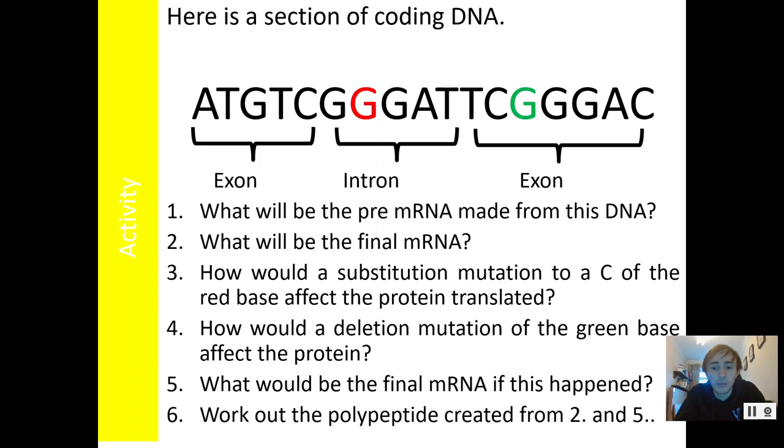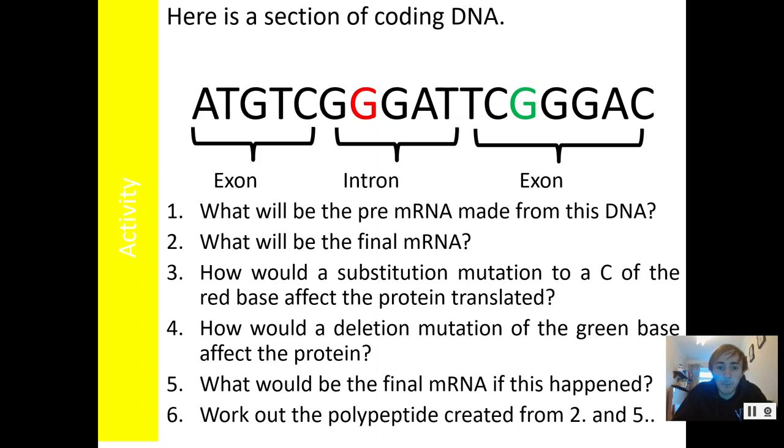Well, how would a deletion of the green base affect the protein? Well, what's going to happen is every base afterwards is going to shift along by 1 back towards the C. So now the DNA will say ATG, TCG, GG, ATTC, and it will skip straight to the GGAC. So we effectively just remove that base entirely. What would the final mRNA be? Well, again, to get bored of me reading out letters, but we're looking at UAC, AG, AG, CC, UG. So we just remove a C.